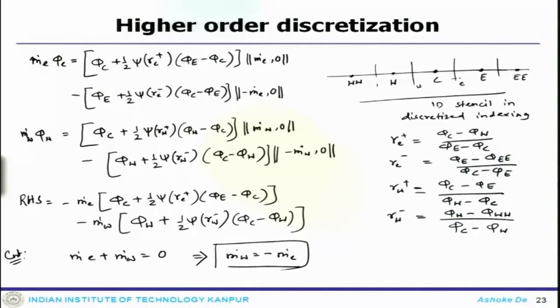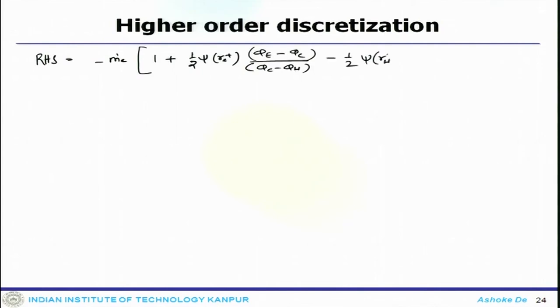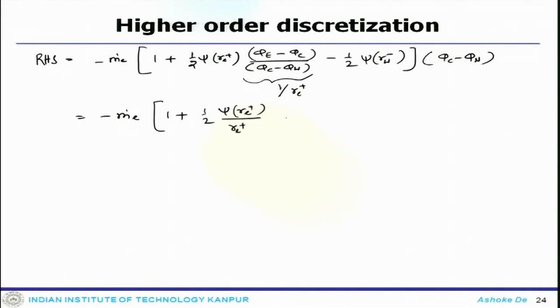Now, once we apply this, what we can write for this right hand side term is minus m dot e times 1 plus half psi(r e plus) times (phi e minus phi c) divided by (phi c minus phi w), minus half psi(r w minus), multiplied with (phi c minus phi w). This one is actually 1 by r e plus. So, if you write m dot e times 1 plus half psi(r e plus) by r e plus minus half psi(r w minus), multiplied with (phi c minus phi w).